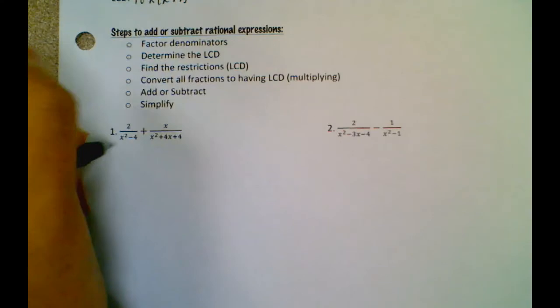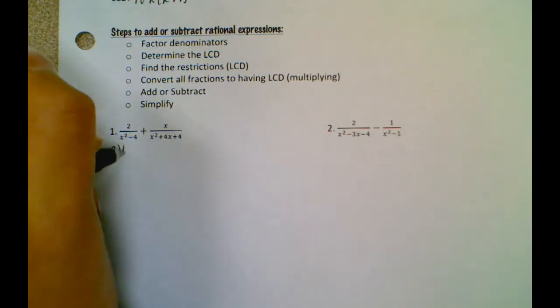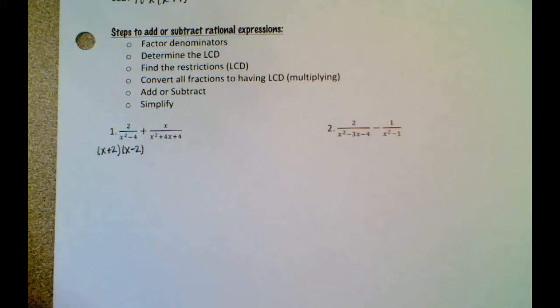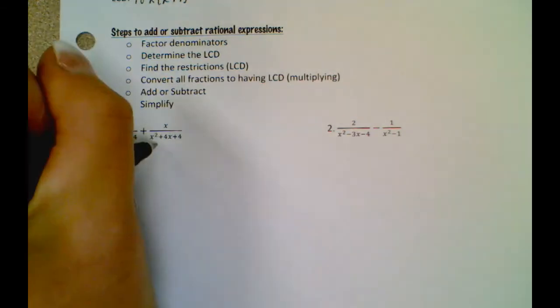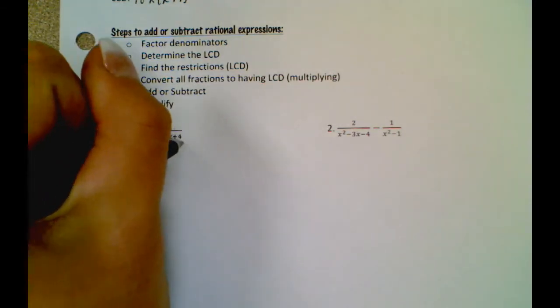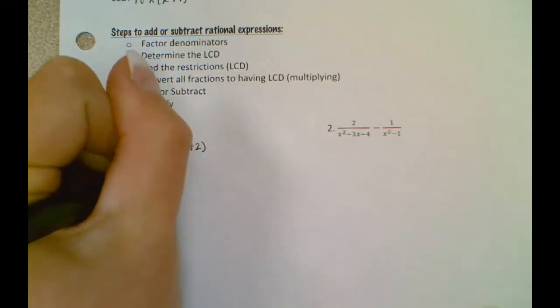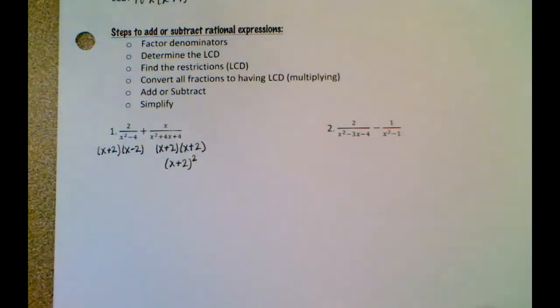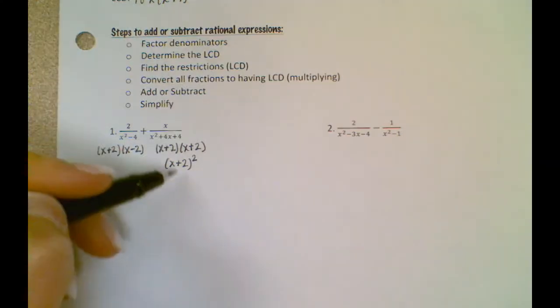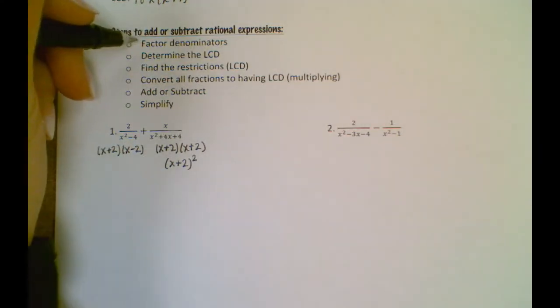So x squared minus 4, that's a difference of 2 squares. So x plus 2 times x minus 2. Over here, this would be x plus 2 times x plus 2. So I factored both denominators out. Remember, you could write this as x plus 2 squared if you want, because it's the same factor twice. So I factored the denominators.